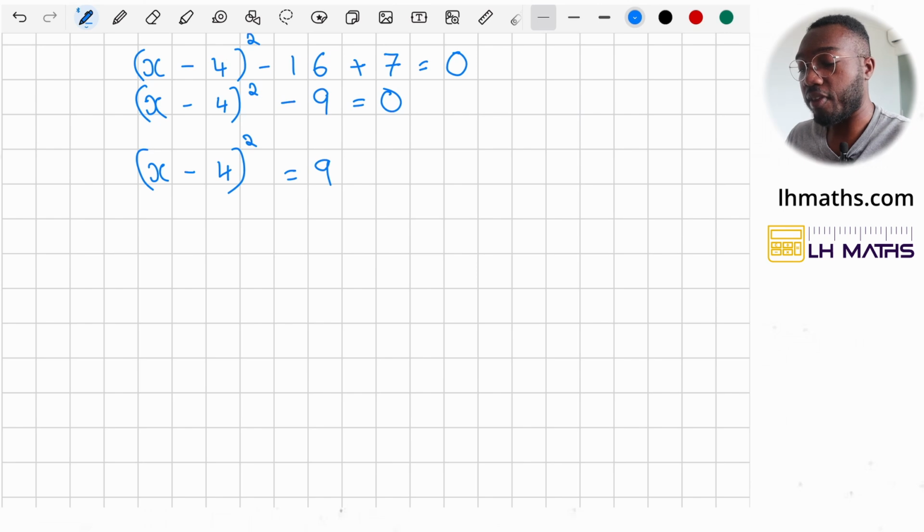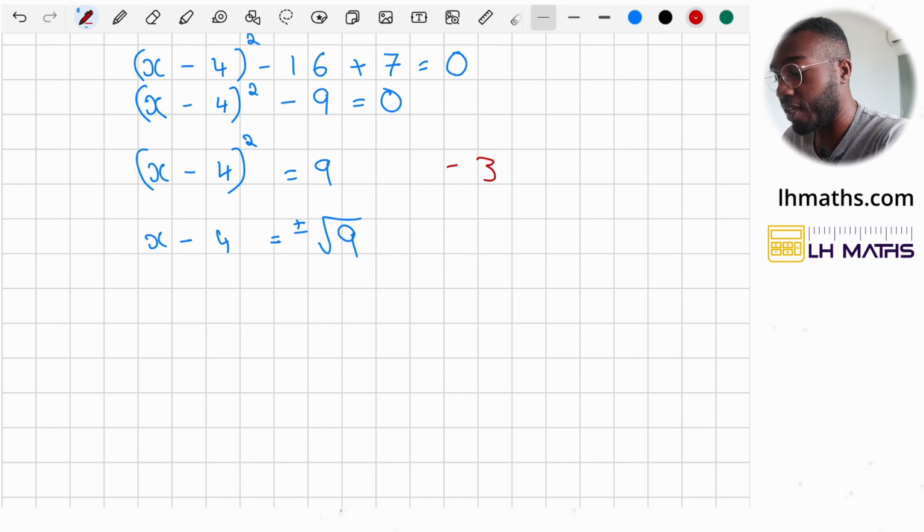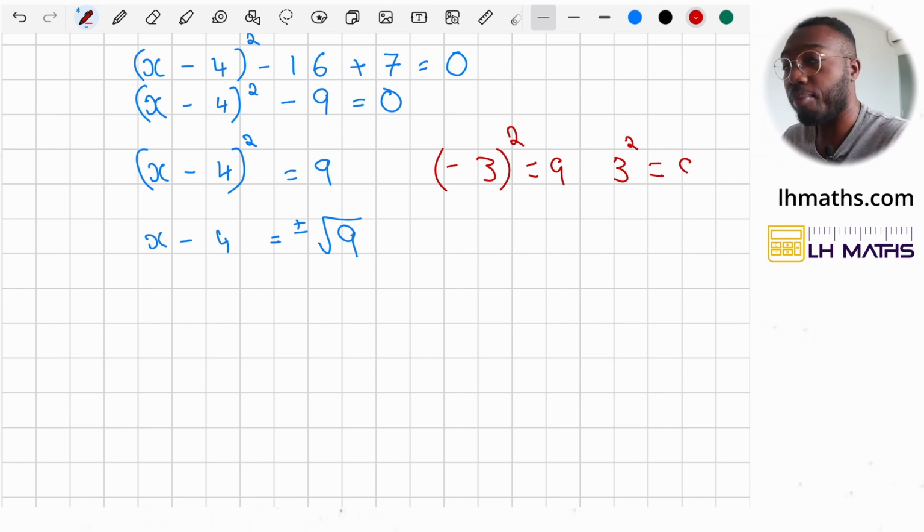And now we need to get rid of that squared, that to the power of 2. So how do we do that? Well, the opposite of something being raised to the power of 2 is just square root. So then that would be x minus 4 is equal to plus or minus the square root of 9. Remember that when we are square rooting something, it is not just the square root of 9. It's plus or minus the square root of 9. The reason for that is because there are two ways we can get 9 from squaring a number, because minus 3 squared gives a positive 9, and also 3 squared gives a positive 9.